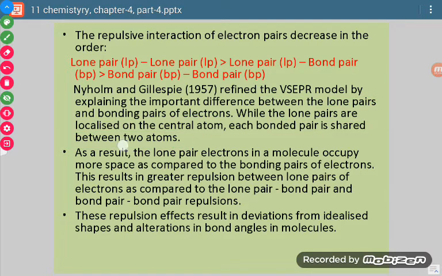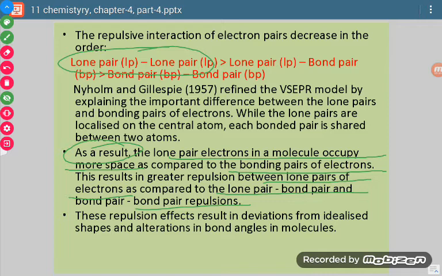So what does it result in? Lone pair electrons in a molecule occupy more space as compared to bond pairs of electrons. This results in greater repulsion between lone pairs of electrons as compared to lone pair-bond pair and bond pair-bond pair repulsions. Why is this maximum? Because they occupy more space and so they repel each other with more power.